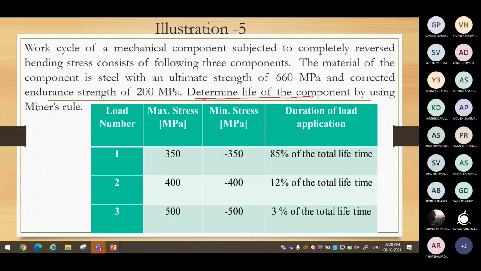Here, using Miner's rule is mentioned only for this question. But in general, you may not be aware what rule to use. So as a designer, you might want to determine the life. Now to determine the life, what approach you want to adopt is left to the designer. Question-wise, here we have been told to use Miner's rule, but this statement need not be given.